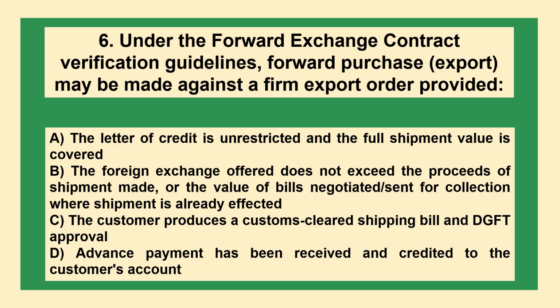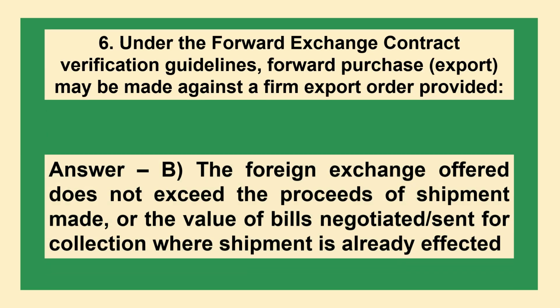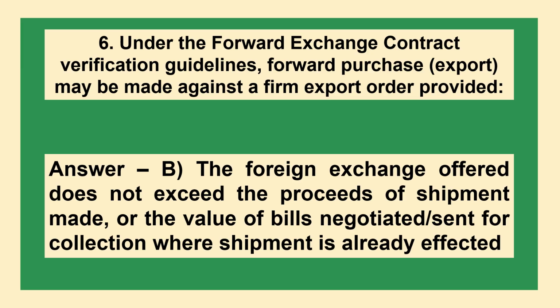Under the forward exchange contract verification guidelines, forward purchase of export may be made against a firm export order provided: option A, the letter of credit is unrestricted and the full shipment value is covered. B, the foreign exchange offer does not exceed the proceeds of shipment made or the value of bills negotiated or sent for collection where shipment is already effected. C, the customer produces a customs cleared shipping bill and DGFT approval. D, the advance payment has been received and credited to the customer's account. The answer is option B. The foreign exchange offer does not exceed the proceeds of shipment made or the value of bills negotiated or sent for collection where shipment is already effected.